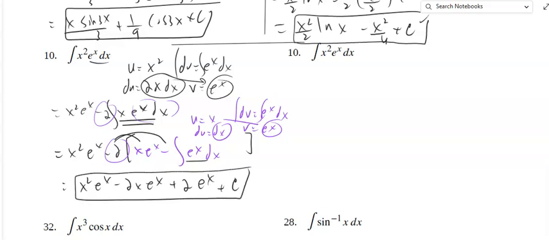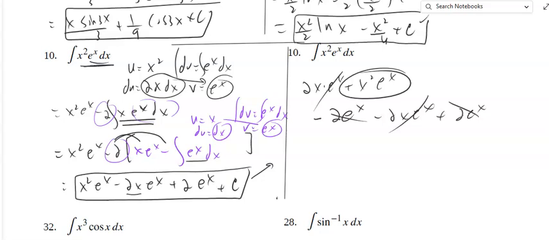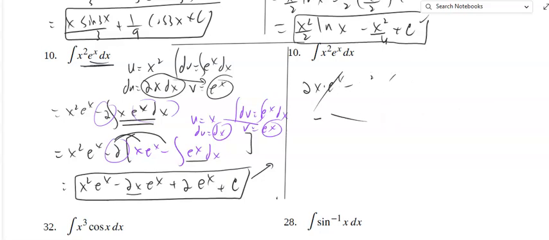There it is. And just to demonstrate, I know I said this was the last time, I'm going to show you one more time. It's not a big secret. If I take a derivative of this, that's going to be 2x times e to the x plus x squared e to the x minus 2e to the x minus 2x e to the x plus 2e to the x. Well, I noticed that those 2 cancel out and those 2 cancel out, and I'm left with x squared e to the x. Again, not magic, it's math.